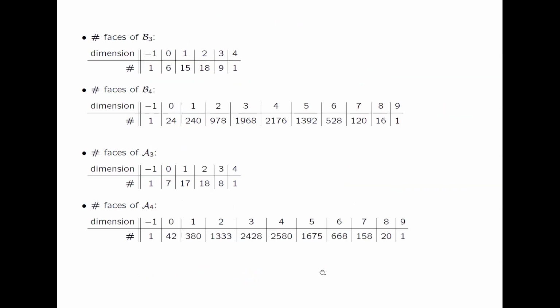And using this process, it's possible, at least for small n, to count numbers of faces for each dimension. So I've done this, and it's produced these results here. So if you're interested, you can look at those a bit more later. So these are the results for B3, B4, A3, and A4.